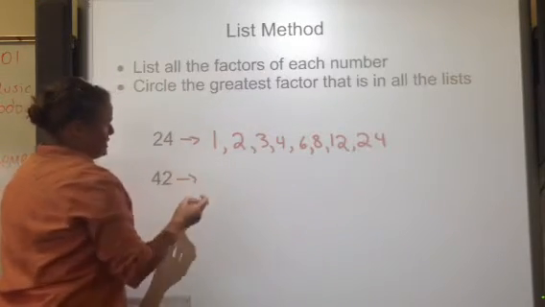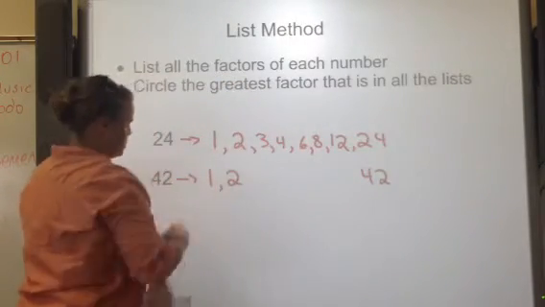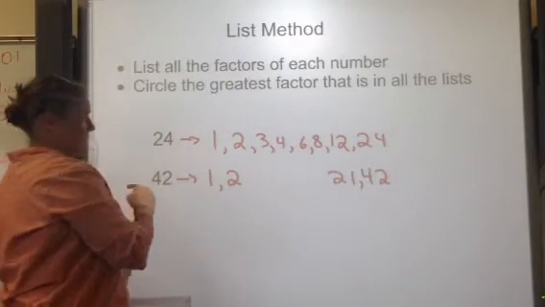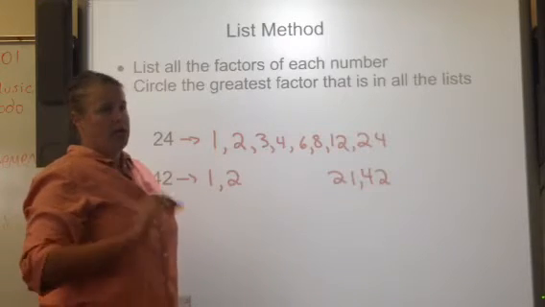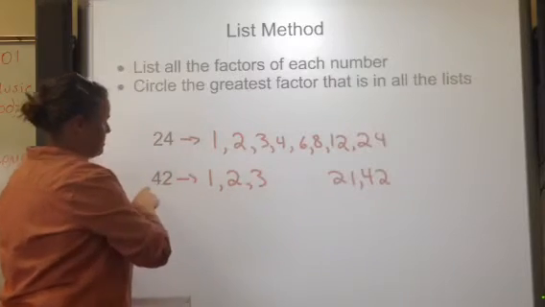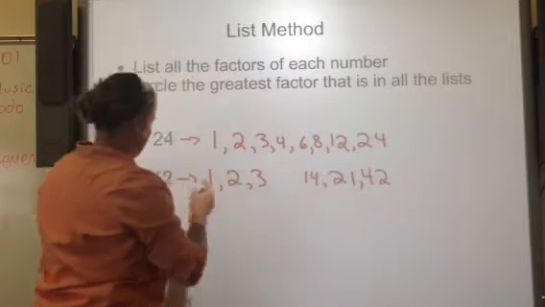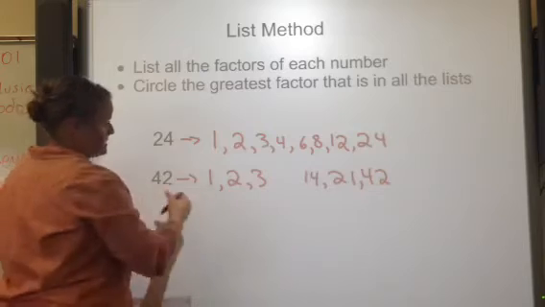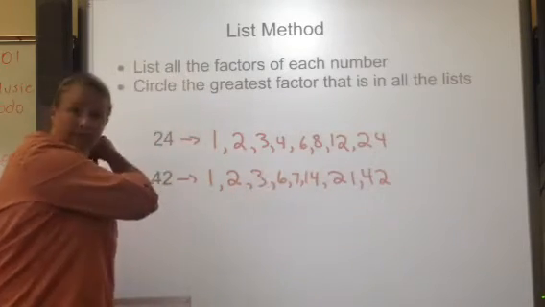I'm going to do the same thing for 42. 1 and 42, 2 and 21, 3, and again, this is where you might have to know your times tables and your divisibility rules. We'll talk about the divisibility rules later, but for right now, we're just going to figure it out. I know 3 goes into it 14 times. 4 does not go into it, 5 does not, 6 does, 6 times 7. And then that closes up for that.